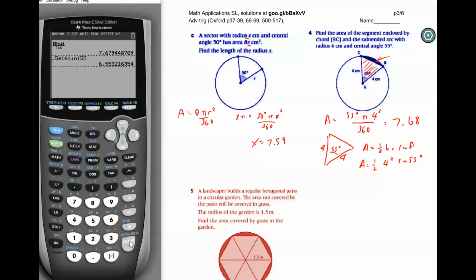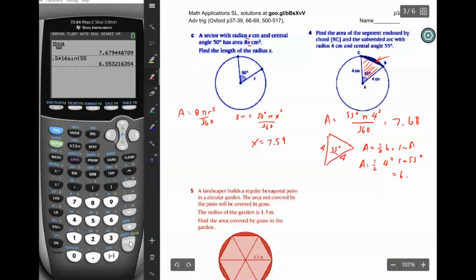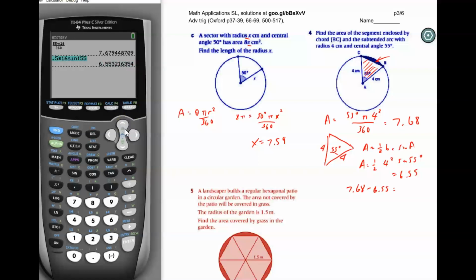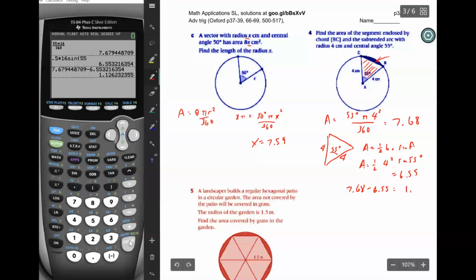And that gives us 6.55. So that would be the red part of the pizza. And so what we need to do to find the crust is 7.68 minus 6.55, which would be E2. Just going to grab the numbers here by highlighting them and then pressing enter. So we do minus, and then I go over to 6.55 and highlight it and press enter also. And the difference, which would be the crust, is 1.13. Okay?